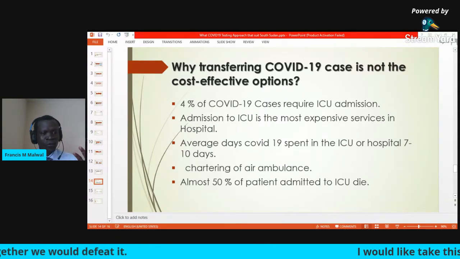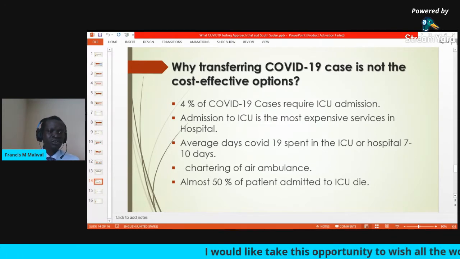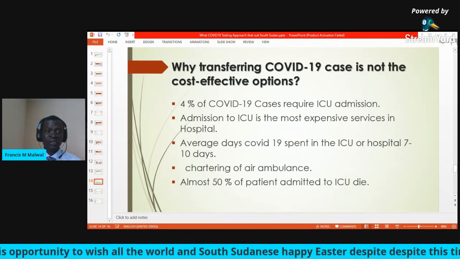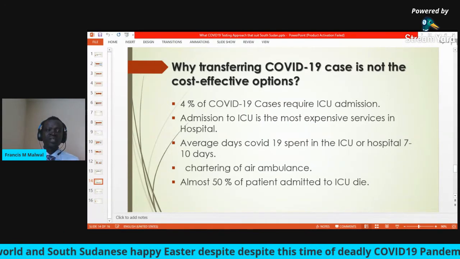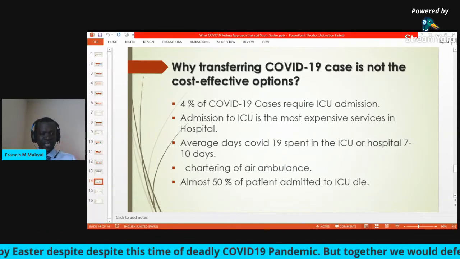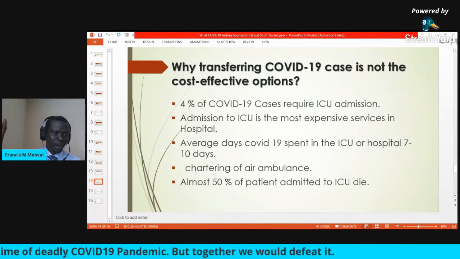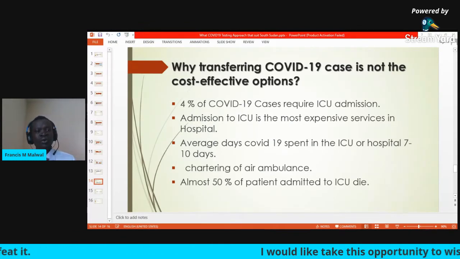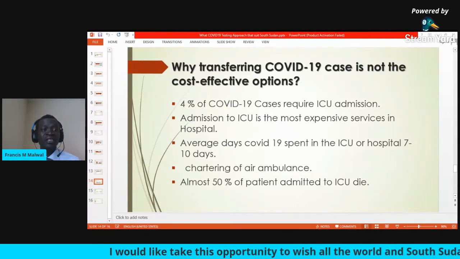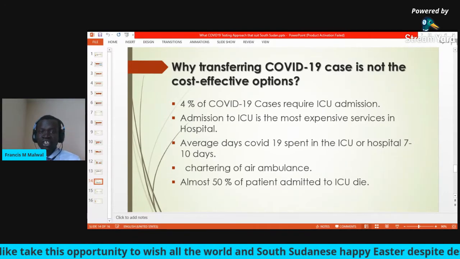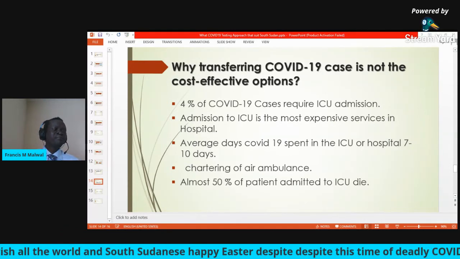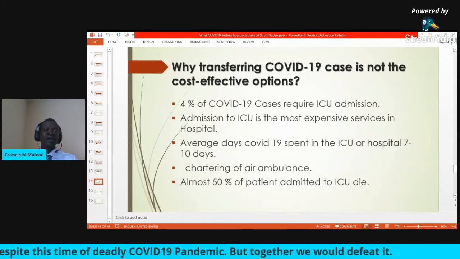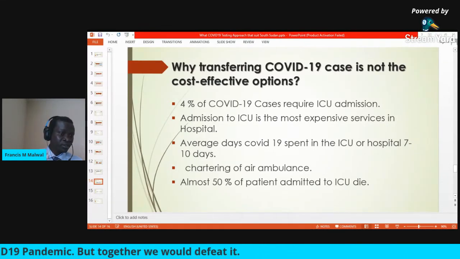When I did my presentation from the beginning, I told you to hold on to 4% of COVID-19 cases that require ICU. So for example, if South Sudan has 100 cases of COVID-19, there are 4 people who are likely going to require ICU. So it's almost every 25 people you have one person that needs an ICU. And these people would not come all at once so that you can hire a plane, an air ambulance, and transfer them at once.